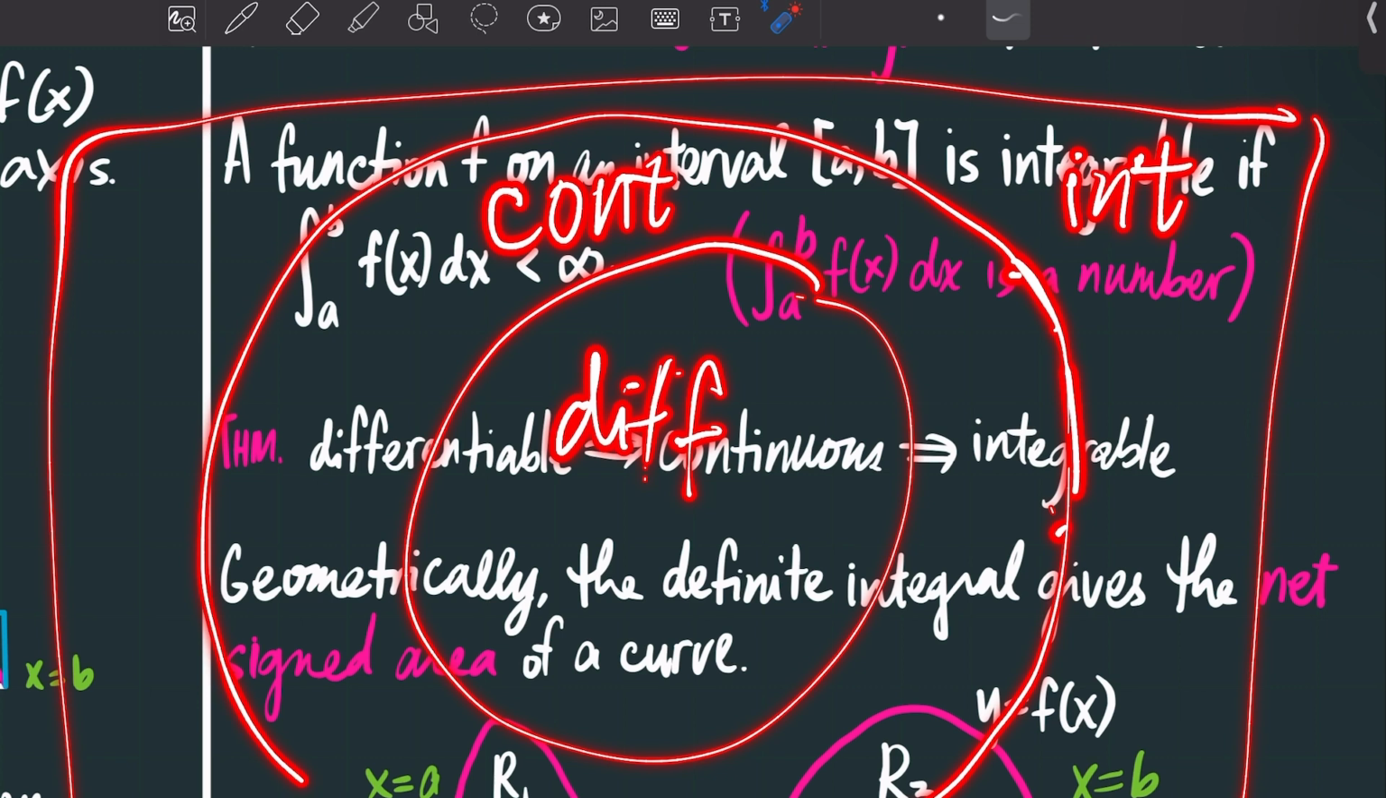So, kung makakita ka ng isang continuous function, automatically, integrable siya. However, if integrable yung isang function, it doesn't mean na continuous agad yung function na yun. For Math 21, I don't think na makaka-encounter tayo ng such functions na integrable but not continuous. However, if you go to advanced calculus, marami nang examples nun.